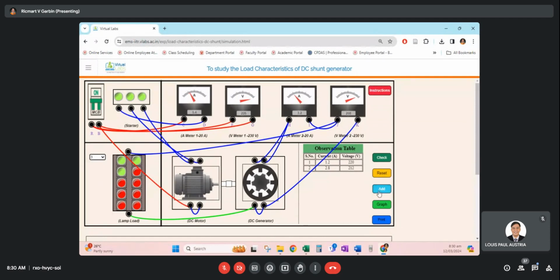Mag-add tayo ng 3. Then, 4. Add ulit. 5. Add. 6. 7. 8. 9. And 10. So, hanggang 10 bulbs ang pwede natin ilagay. And so, you can see here, we have here the values of our current and our voltage. Then, pwede tayong mag-graph ngayon.